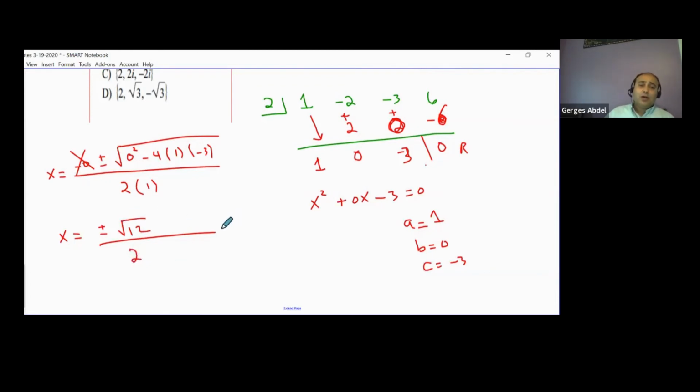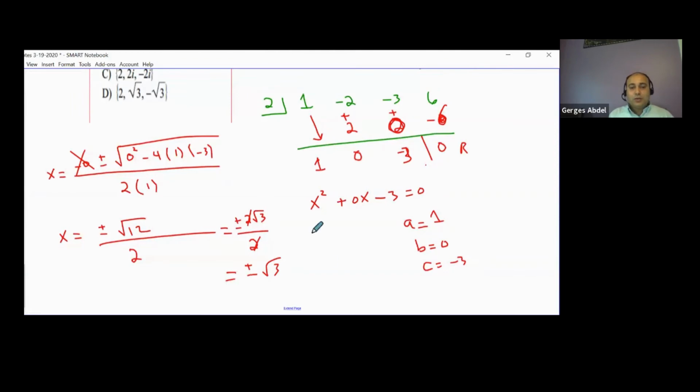If you want to simplify the square root of 12, that is square root of 4 times 3, which will be 2 square root of 3. If you don't remember how to do this one, don't worry about it. Cancel the 2 with the 2. The answer will be positive or negative square root of 3. How?